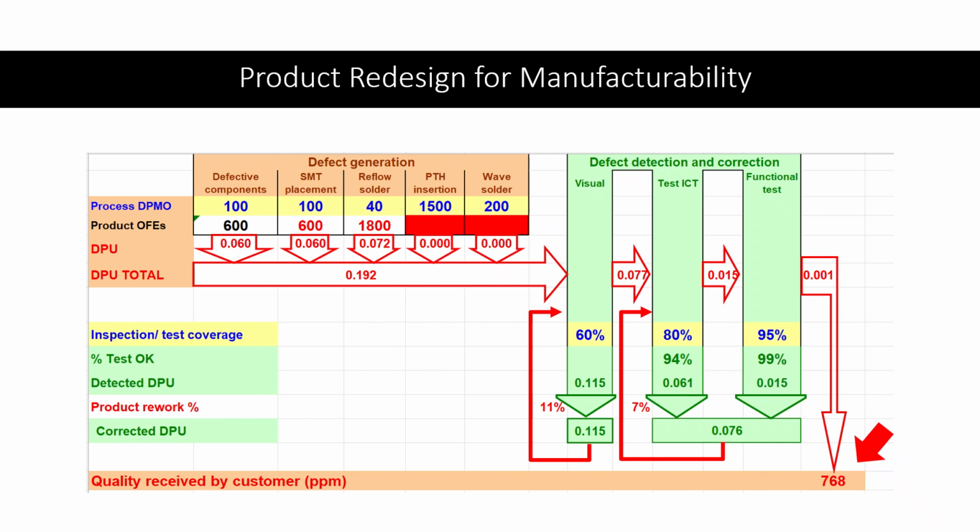In this simulator, process DPMOs come from measuring our current processes. Theoretically, they should be product independent, but in actual fact, they are not, some designs produce more manufacturing defects than others, and the process parameters for some products may not be optimized.